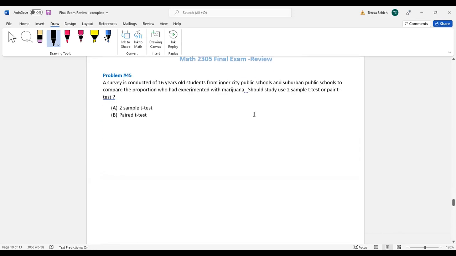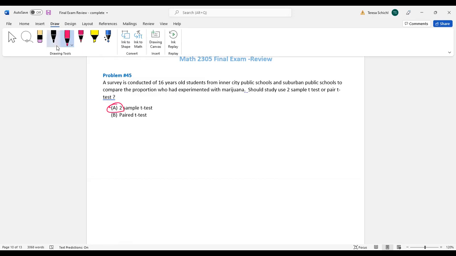Okay, so last one here, number 45. A survey is conducted of 16 year old students from the inner city public school and the suburban public school to compare the proportion who had experimented with marijuana. Is this study a 2 sample t-test or a pair t-test? This one is what? This will be the 2 sample t-test.